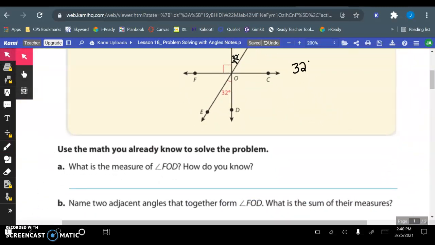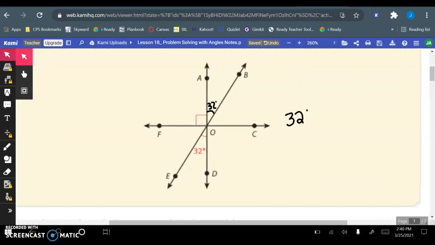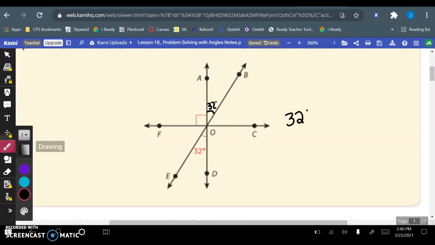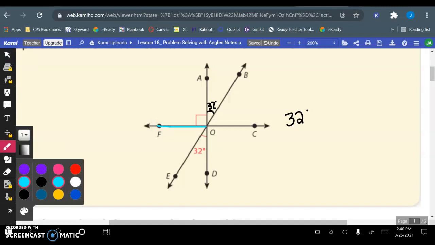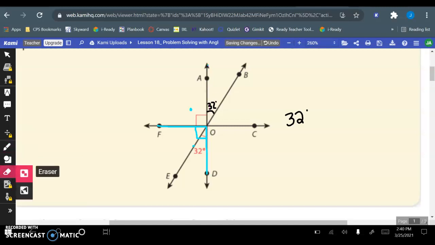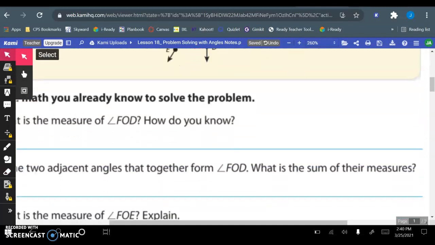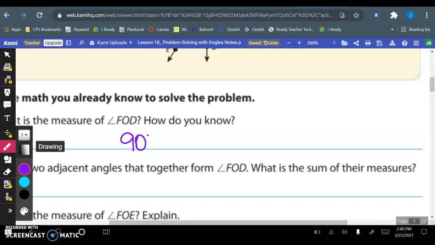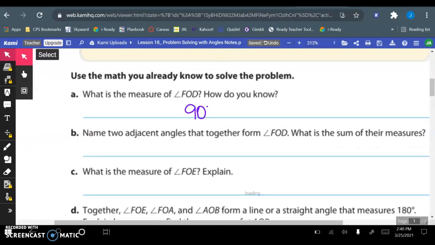So it says, what is the measure of angle FOD? So then FOD is here. So F to O to D. So what is that? Well, it would be 90-degree angles as well, because this angle here and this angle here form this straight line right here, and a straight line measures 180 degrees. So FOD would be 90 degrees, and how would we know? Because it forms a straight line with the other angle given there.